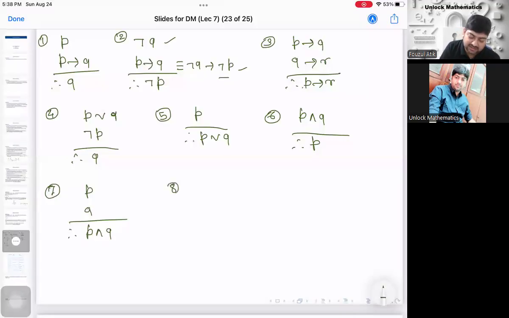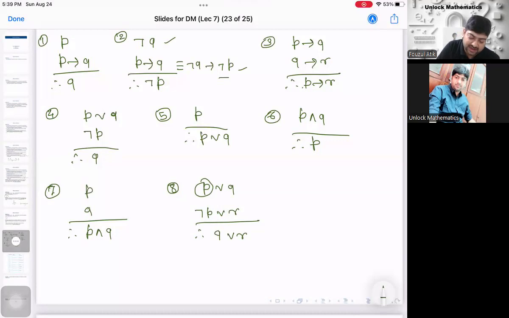Okay, number 8, the last rule of inference. I have P or Q, and then I have not P or R. What will be the conclusion? So it is P or Q, and you are saying not P or R. Therefore, what is the conclusion? Yes, it is Q or R, right? So here, P is getting resolved. This principle is known as resolution.